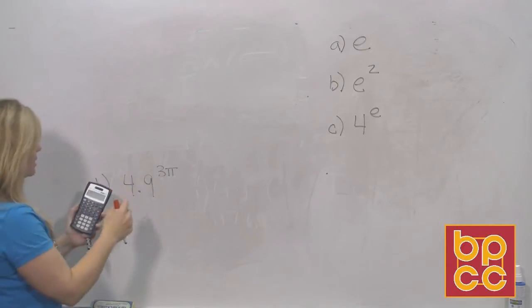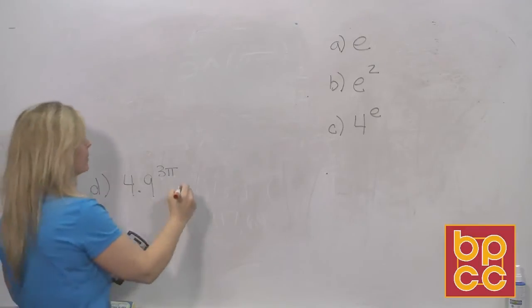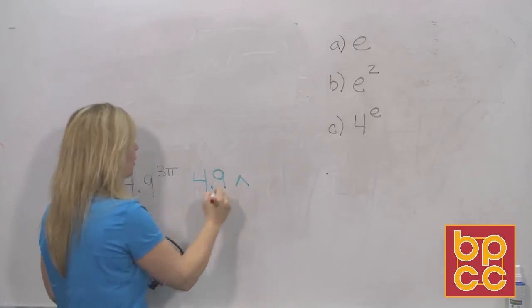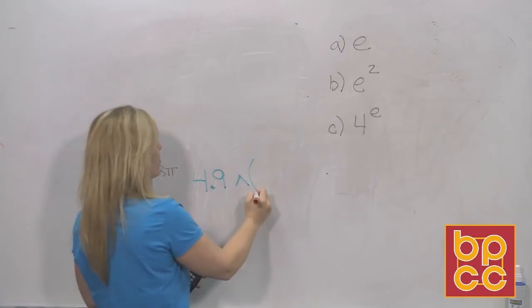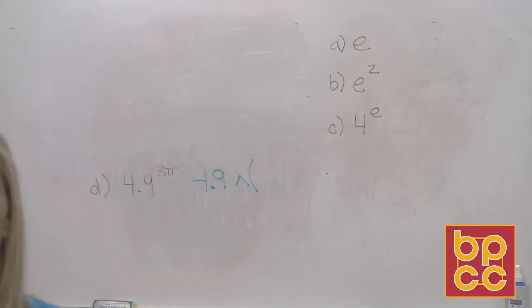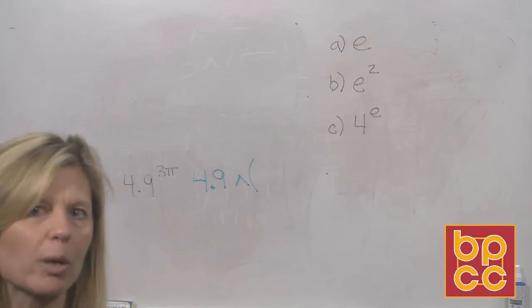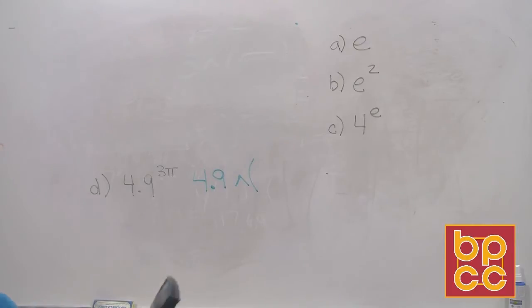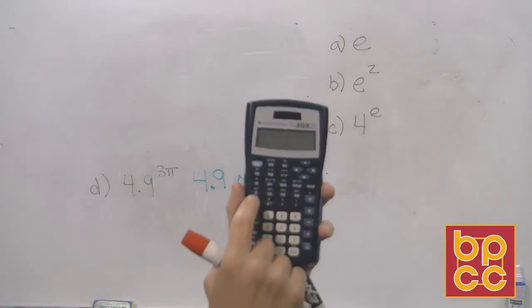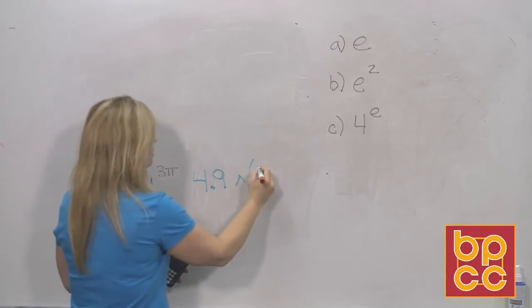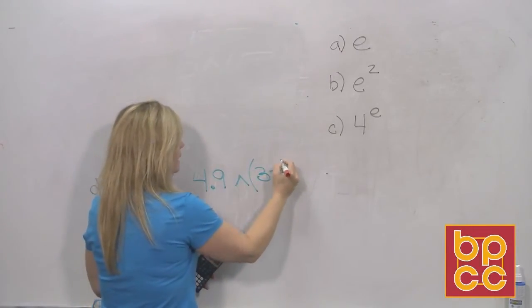All righty, we're going to type it in. Tell me how to type. Type your decimal, 4.9, put your caret, always put parentheses. Now, every calculator has a pi button. You are not to estimate pi to be 3.14. You are to use the pi button on your calculator. So everybody look closely. I actually have a pi button right here. So I would type 3 pi and close it.